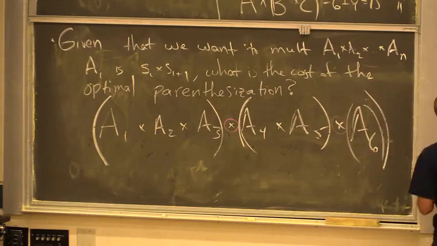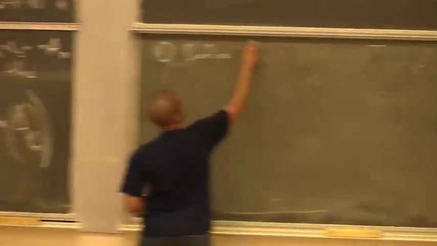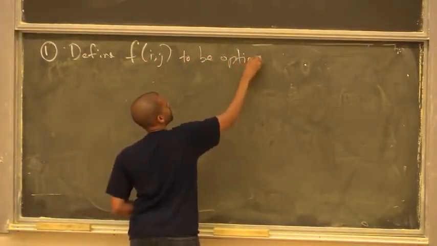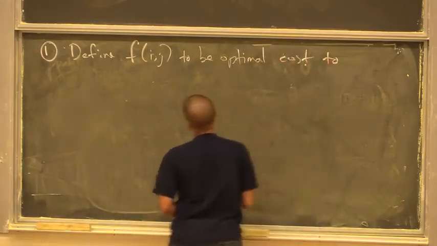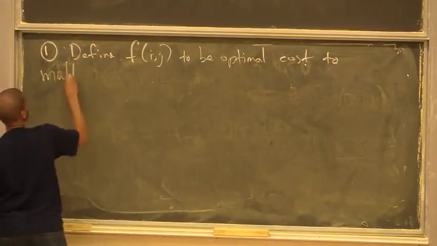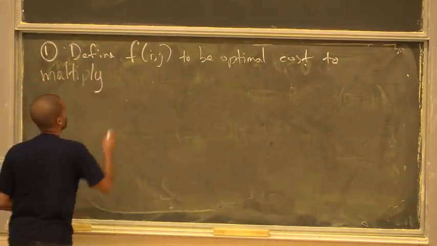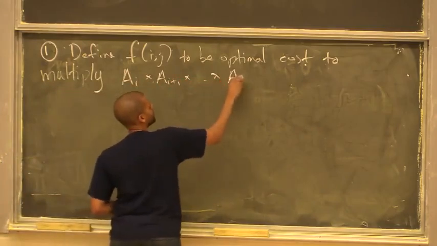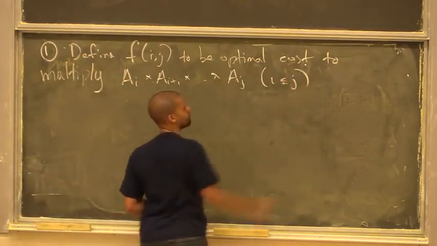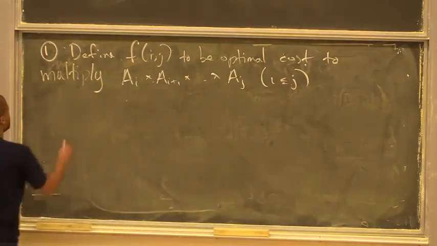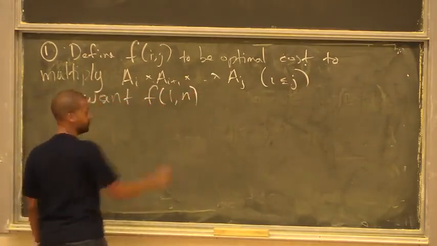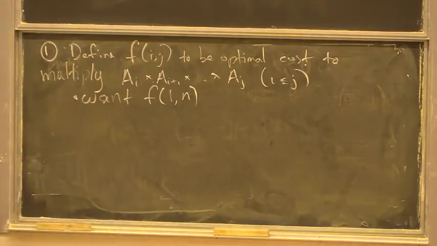So we will define Fij to be the optimal cost to multiply AI times AI plus 1 times ... times Aj, where here I is less than or equal to j. And we want, what do we want? We want f of 1n. We want to multiply everything. Okay? So that's what we're going to call our function with.